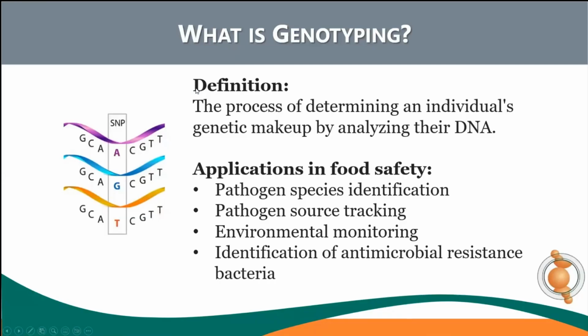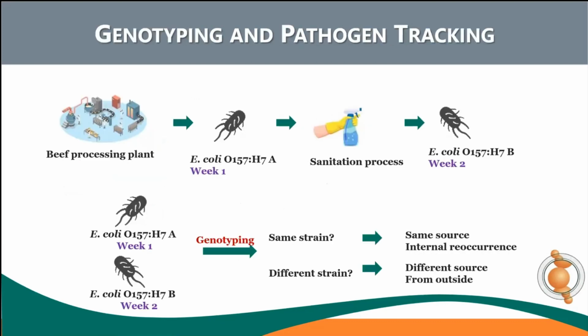Okay, so here's the key term, genotyping. But what is genotyping? By definition, genotyping is the process of determining an individual's genetic makeup by analyzing their DNA. By comparing those pathogens' genomic DNA patterns, we can determine if any of those pathogens are from the same or different sources. So the analyzed data can be used to identify pathogen species, track pathogen sources from food and environment, and identify specific genes of interest that may have an impact on food safety.